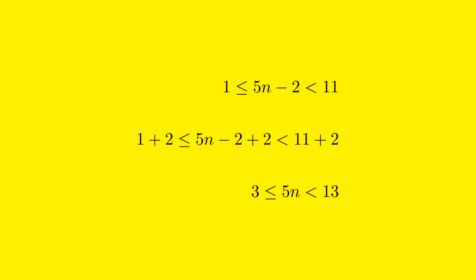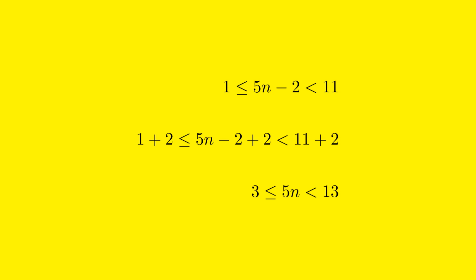Remember, when solving inequalities, whatever operation you do to one part, you must do to the other parts as well to maintain the balance. Adding 2 to 1 gives 1 plus 2 is 3. So 3 now becomes the new value for the first part. Adding 2 to 5n minus 2 cancels out the minus 2, leaving us with just 5n in the middle. Adding 2 to 11 gives 11 plus 2 is 13. So 13 now becomes the new value for the last part. Now our new inequality is 3 is less than or equal to 5n, which is less than 13.